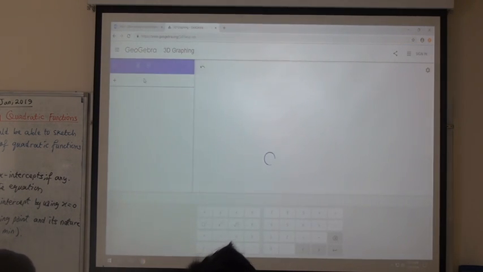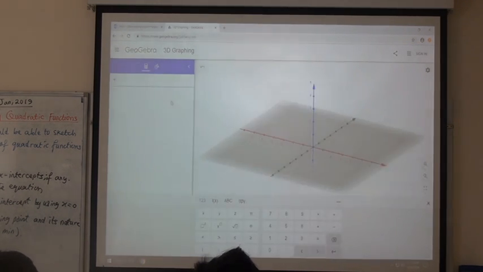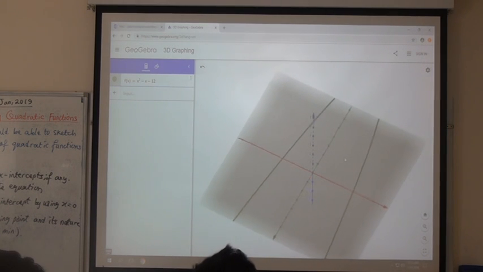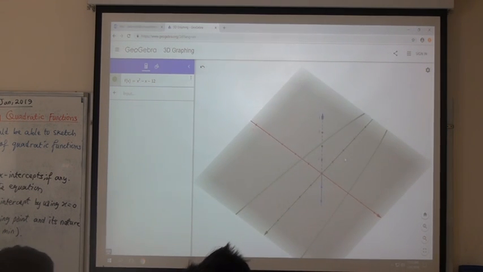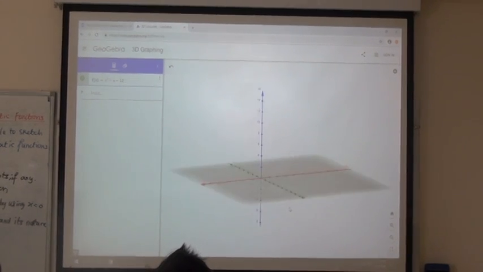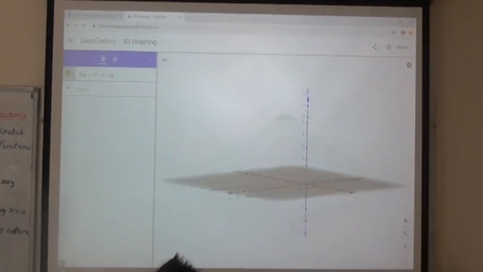Okay, so can somebody give me the equation that I just saw? y equals x squared, minus x minus 12. Alright, please, unless somebody wants to leave the class. Okay, so this is the equation we have just solved.